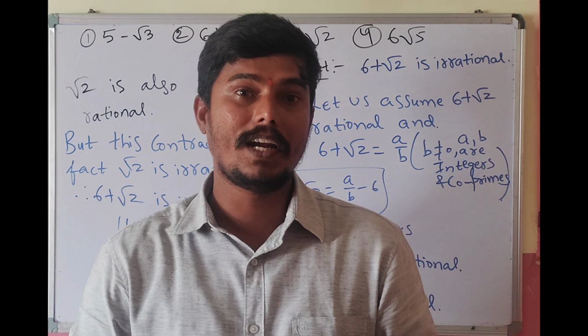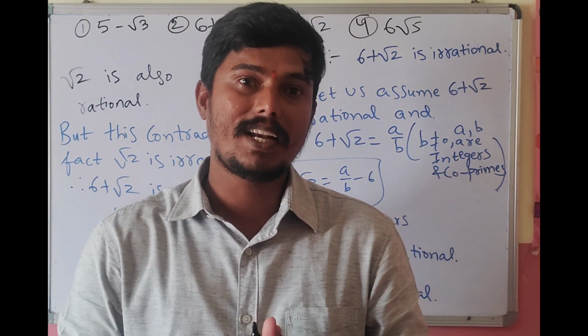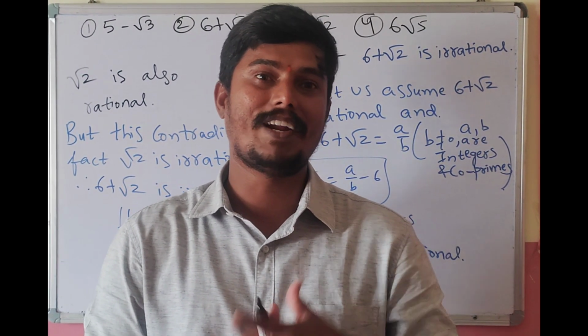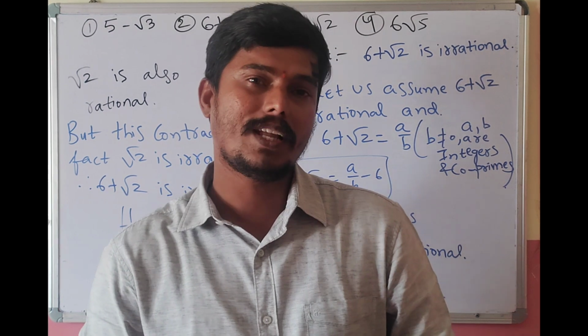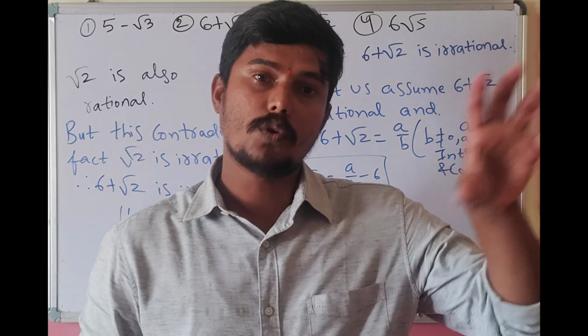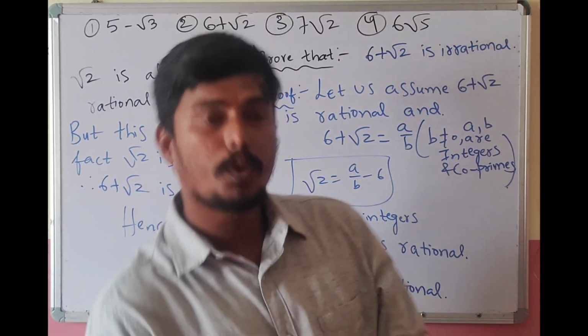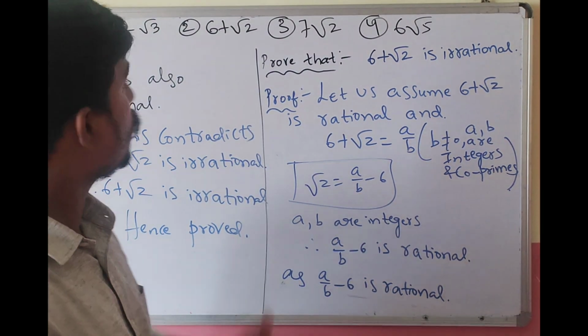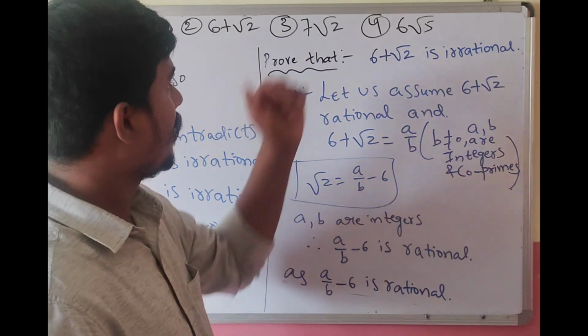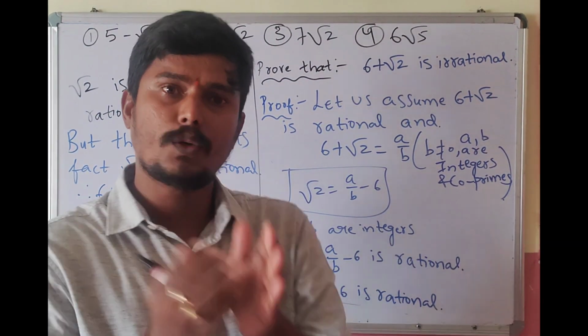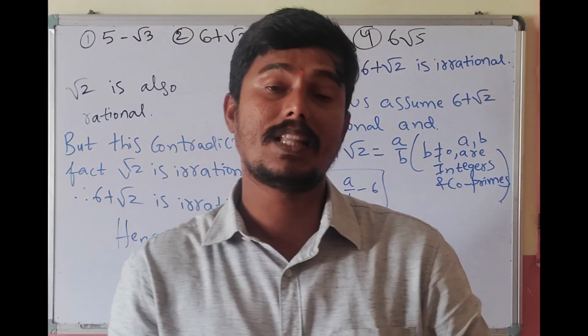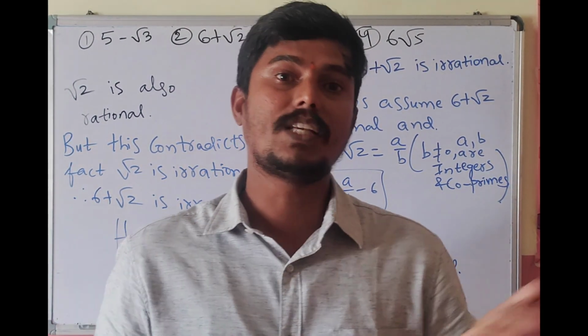Last class we learned how to prove root 2 is irrational, and I gave you homework: root 5, root 7, root 11, root 13. Now there are different pattern questions. Those questions all work in one pattern, whereas these questions, 5 minus root 3, 6 plus root 2, 7 root 2 or 6 root 5, are going to work in a different pattern. Now we are going to see the next pattern of solving these questions.